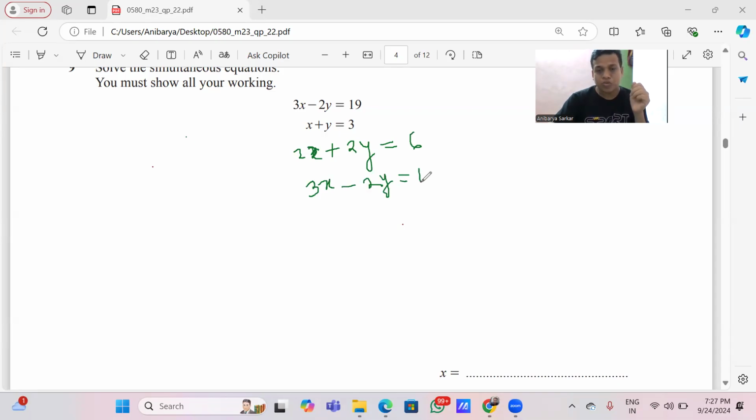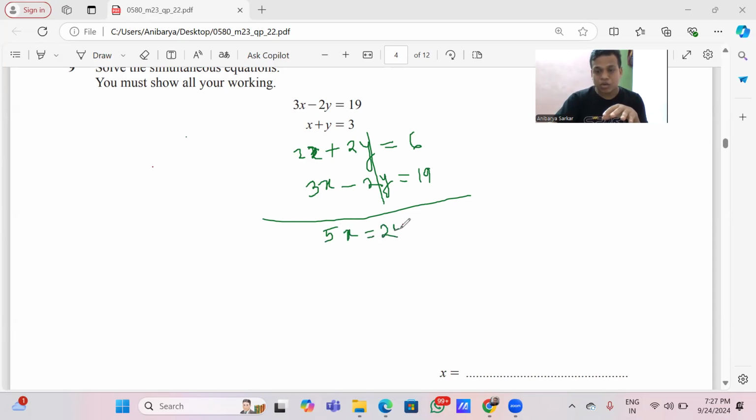Why did we make it to remove the variable y? Here the coefficient of y is 2, here the coefficient of y is 1. So 2 and 1, if we take the LCM, that is 2. So we have to make y as 2y. So multiply the whole equation by 2. Now if we add, then plus 2y minus 2y cancel out. Simply 2x plus 3x, that is 5x equal to 9 plus 16, that is 25.